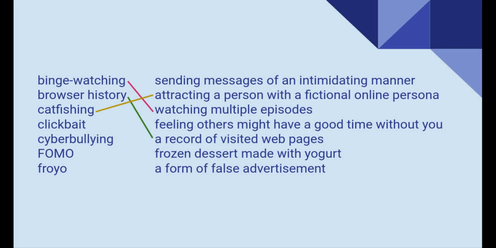Catfishing is attracting a person with a fictional online persona. A clickbait is a form of false advertisement. They have a very attractive title, but the content is not exactly what you expect. Cyberbullying means sending messages in an intimidating manner. FOMO is fear of missing out, basically feeling others might have a good time without you. And froyo is a frozen dessert made with yogurt, basically frozen yogurt.